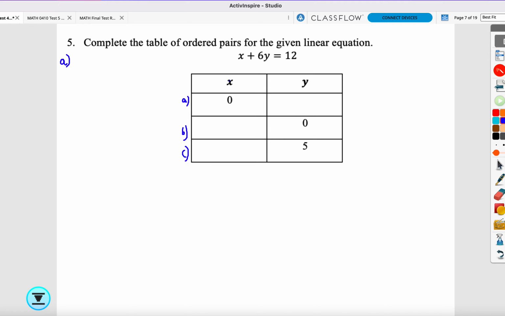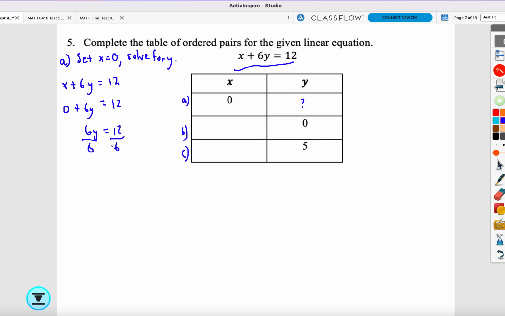So A they give us what x is, 0, but we don't know y. So we're gonna set x equals 0. Solve for what letter? Solve for y. We're going to use this equation. So then we have x plus 6y equals 12. X is 0, so we get 0 plus 6y equals 12, which is just 6y equals 12. Divide both sides by 6, so then we get y equals 2. So this is 2.